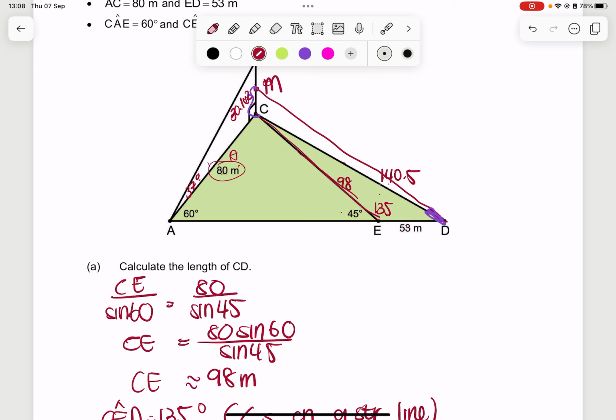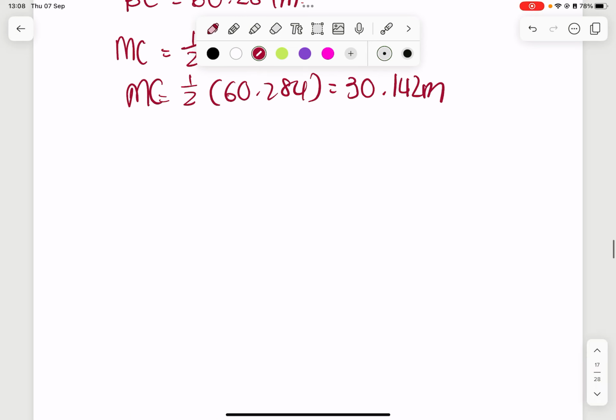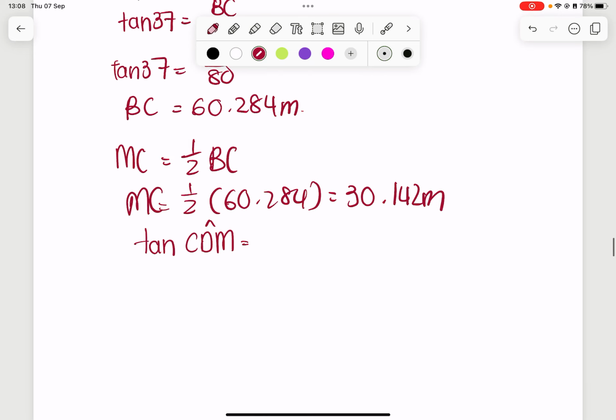and now we're looking for this angle. In relation to this angle, this is opposite and this is hypotenuse, and therefore, this is the length we're looking at, so it's opposite and adjacent. The 140 is not the hypotenuse, it's the adjacent length. Therefore, we have tan of CDM is equal to MC over CD.